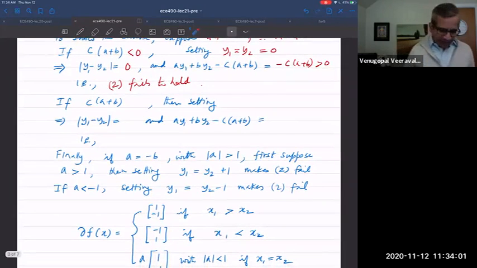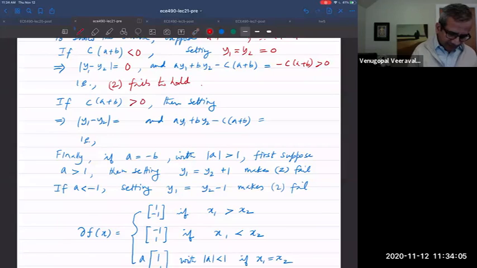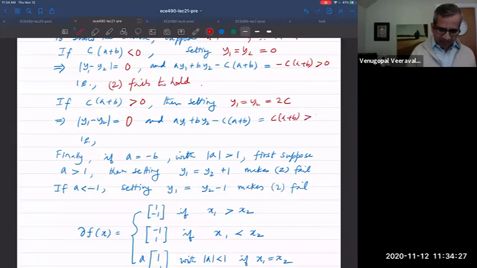But what if c times a plus b is positive? Then you can set y1 equal to y2. You just have to find one choice. There are many choices, but just one choice is good enough. It is equal to 2c, and in this case also the absolute value of y1 minus y2 is 0, but the right-hand side, a y1 plus b y2 minus cab, is equal to c times a plus b, which is positive. So again, 2 fails to hold.